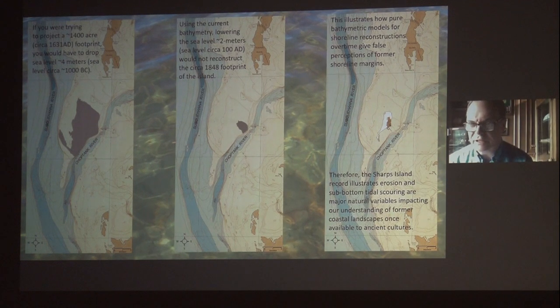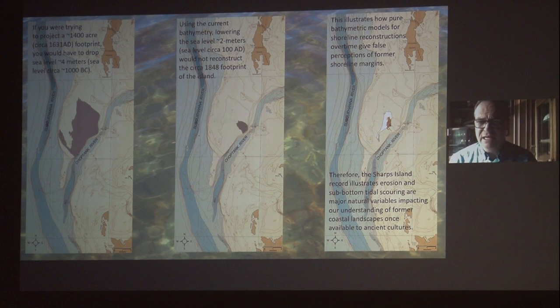Now, the cautionary note that I want to illustrate here, this island teaches a lot, and I'm just as guilty of this. When you do pure bathymetric models to try to reconstruct landscapes, if you were trying to reconstruct a 1,400-acre island at the mouth of the Chesapeake River, circa 1631, you'd have to drop sea levels by about 4 meters. And that's the sea level about 1,000 BC or 3,000 years ago. So the point being is you wouldn't be able to reconstruct something 400 years ago using the current bathymetry. If you lowered sea levels by 2 meters, which is the sea level about 100 AD, you wouldn't even reconstruct the landscape circa 1848. So we know there was an island there in 1848.